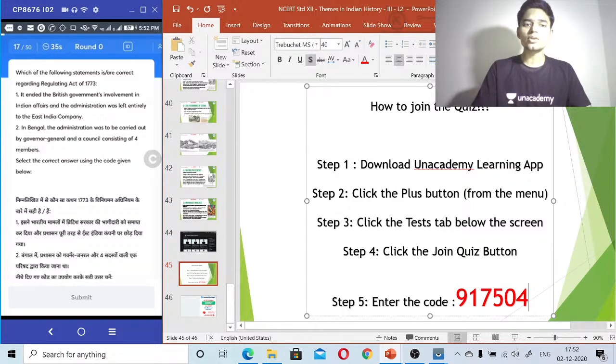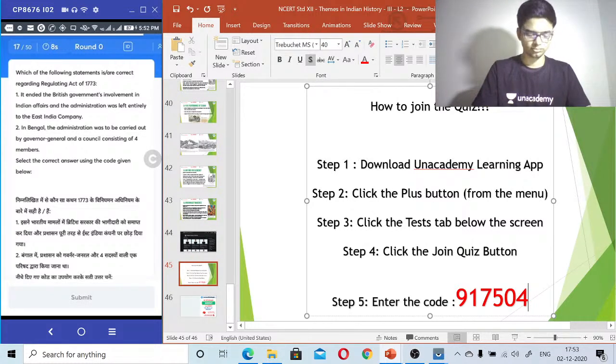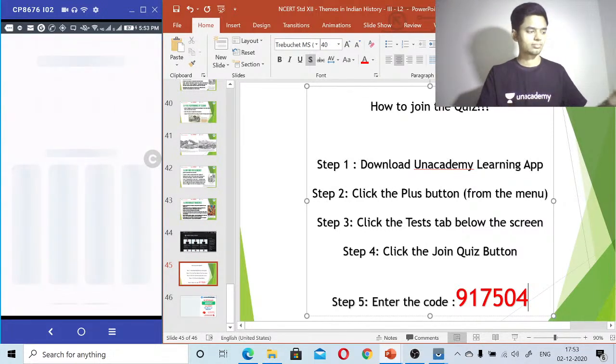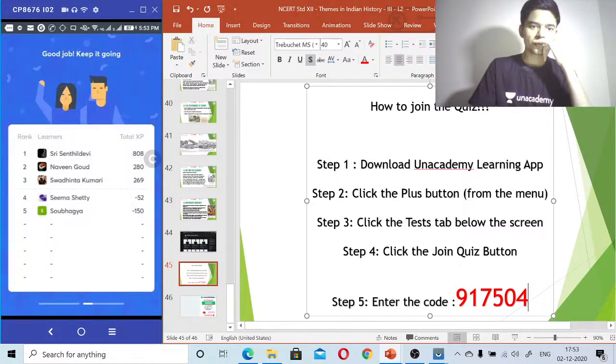17. Which of the following statements is or are correct regarding Regulating Act of 1773? 1. It ended the British government's involvement in Indian affairs and the administration was left entirely to the East India Company. 2. In Bengal, the administration was to be carried out by Governor General and a council consisting of 4 members. Choose the correct answer. Question number 17. Time is almost completed. Yes. 95% of you going for option B there.